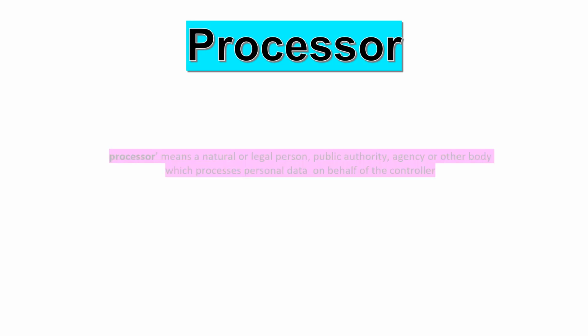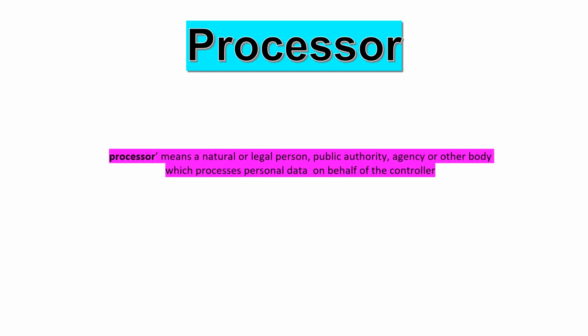Let us now discuss who can be a processor as per GDPR. Processor means a natural or legal person, public authority, agency or any other body which processes the personal data on behalf of the controller. So, a processor by themselves cannot decide the means and the purpose of processing the data.